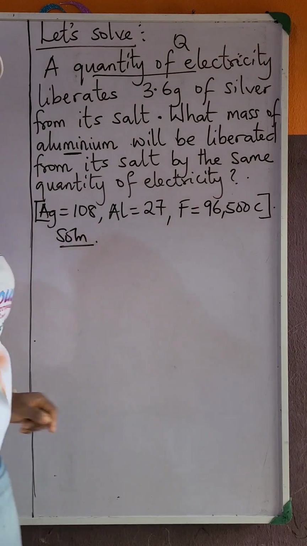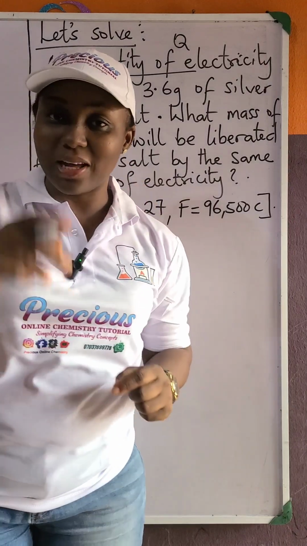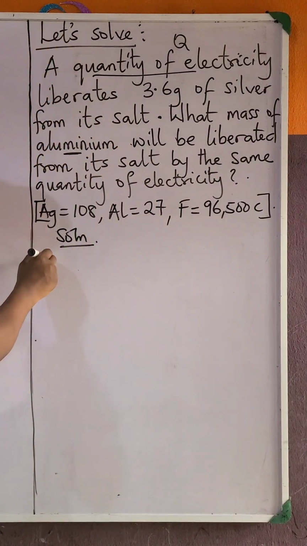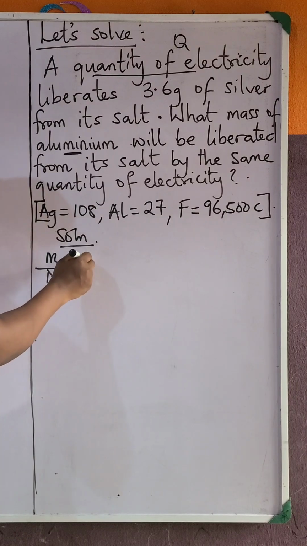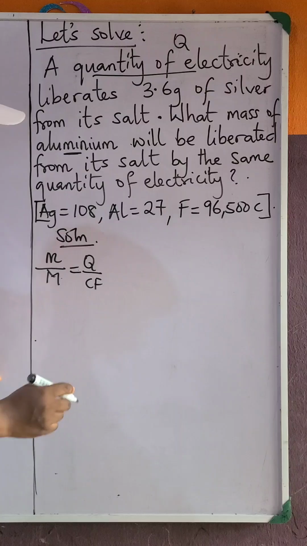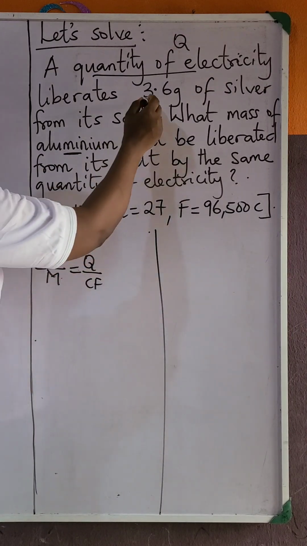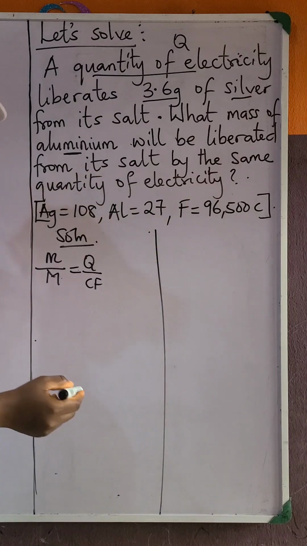Remember that when it comes to solving calculations in electrolysis, I love using my formula. I bring it back. Mass over molar mass is equal to Q over CF. So, let me find that quantity of electricity that liberated 3.6 grams of silver.